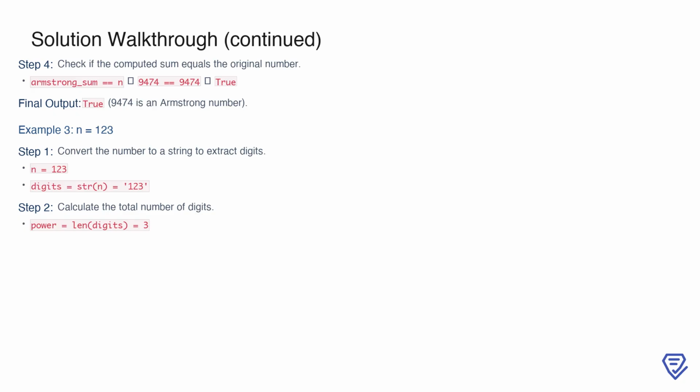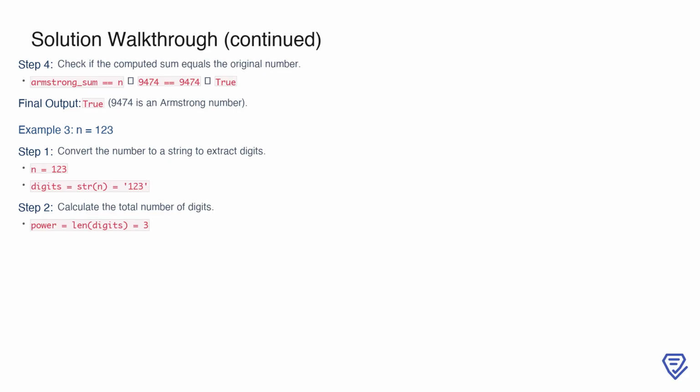Here, Armstrong_sum equals n translates to 9474 equals 9474, which is true. This confirms that 9474 is also an Armstrong number. For the final output, we return true.